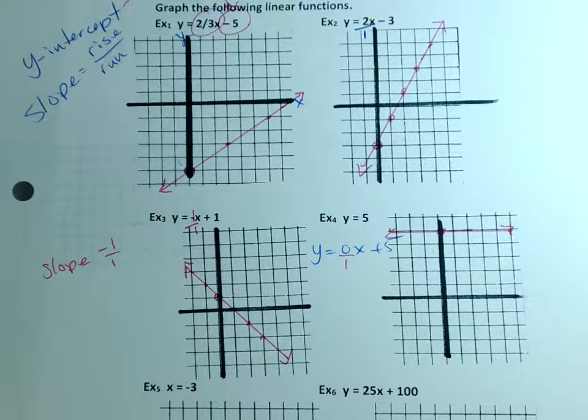Y equals 5, right? What's the y value here? What's the y value here? So y is always equal to 5.